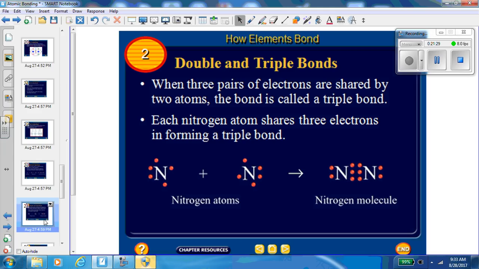You can also form a triple bond. When 3 pairs of electrons are shared by 2 atoms, the bond is called a triple bond. Each nitrogen atom shares 3 electrons in forming a triple bond. So when 2 nitrogen atoms come together, they are sharing these 3 pairs of electrons here, and that is what we would call a triple bond.